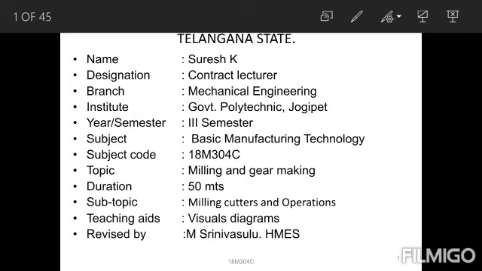Let's start our class today. We discuss the remaining part of milling operations. In the last class, we discussed what milling cutters there are, as well as the types of operations. We have different types of milling cutters, and at the same time different types of milling operations.